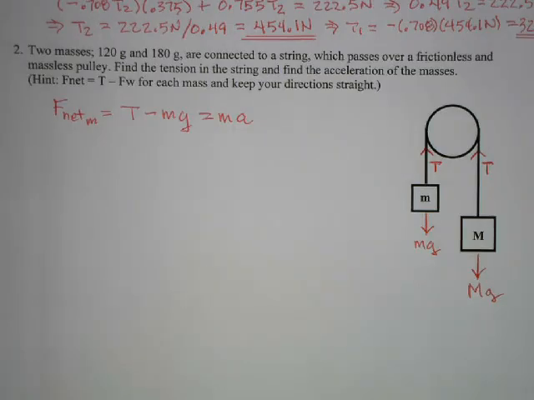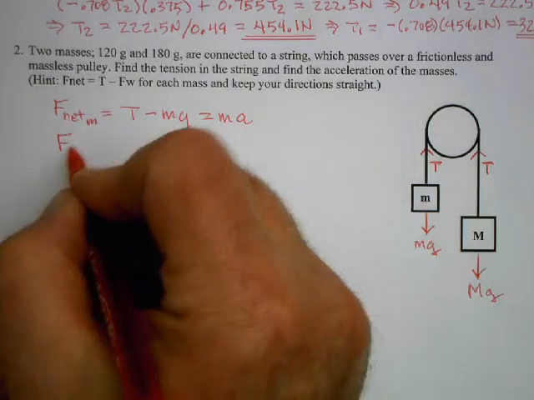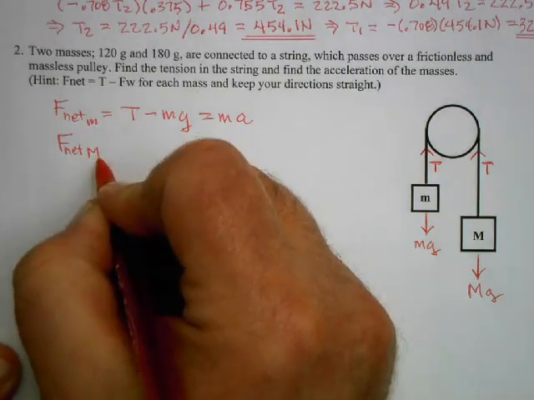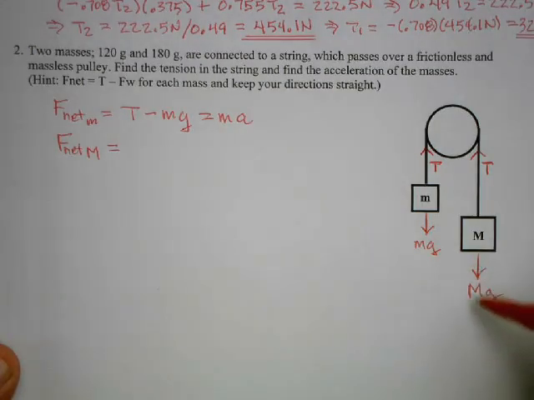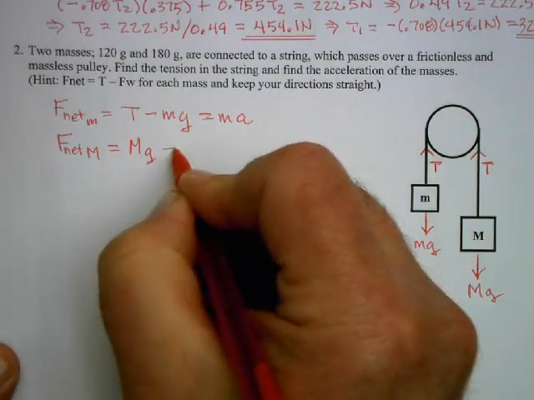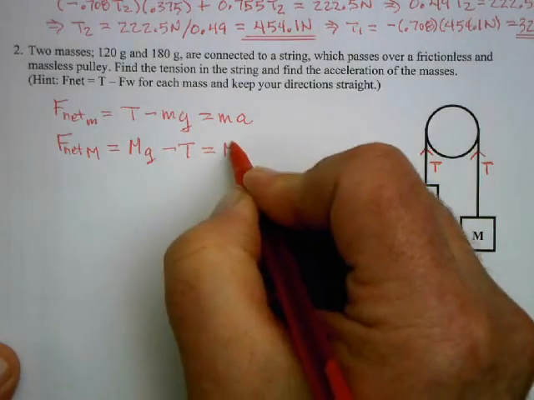Then, for the right side, for the bigger mass, since this is moving downward because it's heavier than that one, its weight is going to be greater than the tension. And so I could write it this way. But it's also got an acceleration.